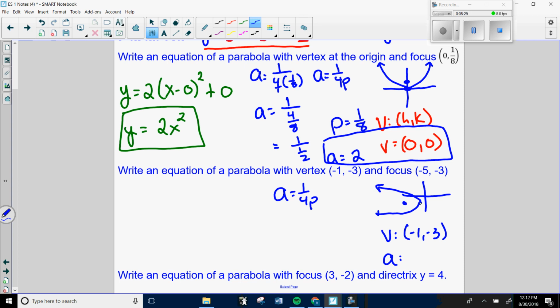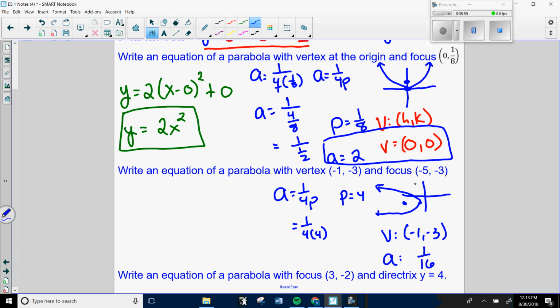So what is p? P is the distance from the vertex to the focus. Well, what is the distance from here to here? This number here is at -1. This number here is at -5. The -3 is the same in the y, so that's not going to come into play. This is an x value of -1. This is an x value of -5. -1 to -5 is 4, which means that my p-value is equal to 4. So then I have 1 over 4 times 4, which would be 1 over 16.